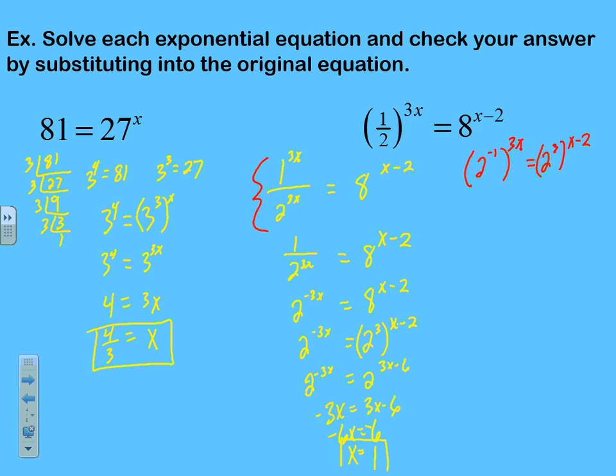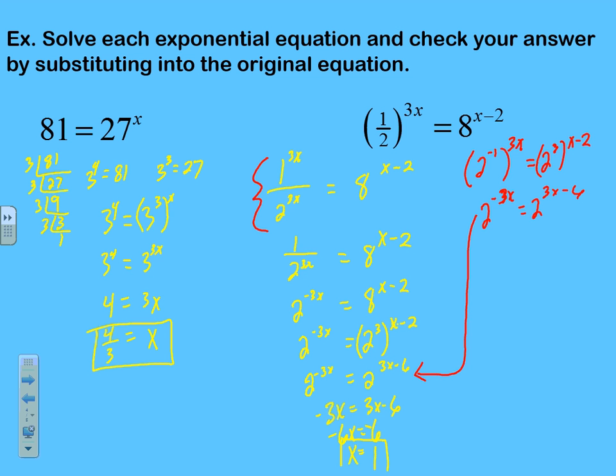So in the parentheses on the left side, the negative 1 times the 3x gives me 2 to the negative 3x power. And on the right side, again, I'm going to get 2 to the 3x minus 6 power, which puts us exactly where we were right here. And again, when I solve it, I'll just get x is equal to a positive 1. So that's how we would take care of something if we had a fraction.